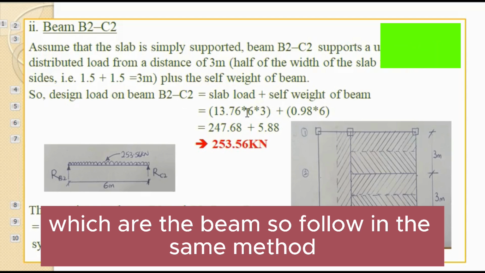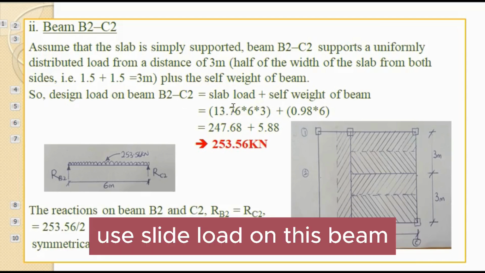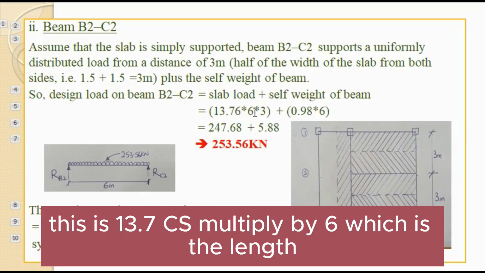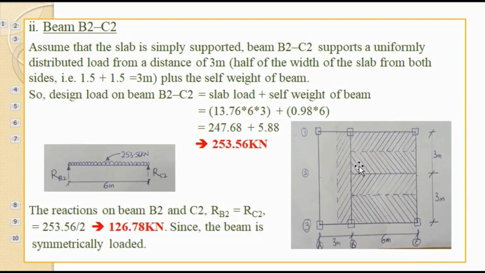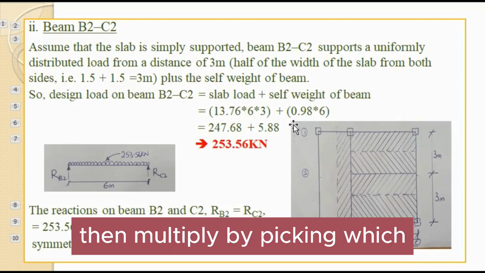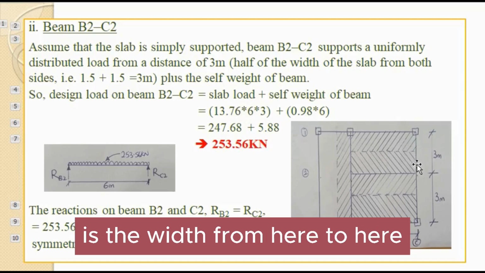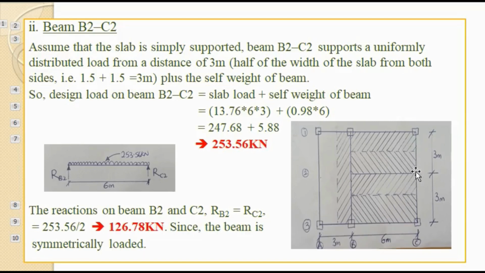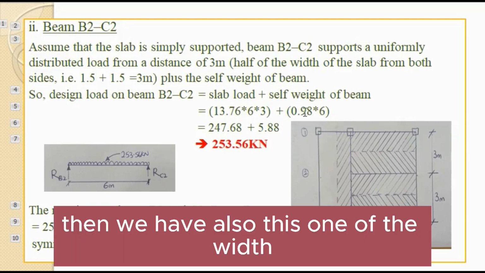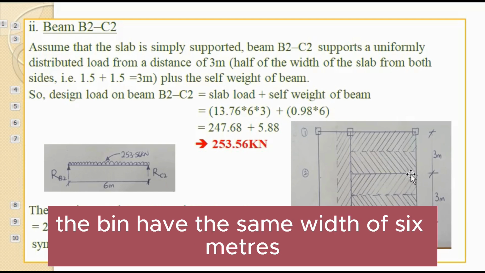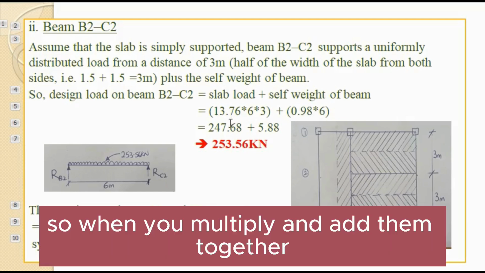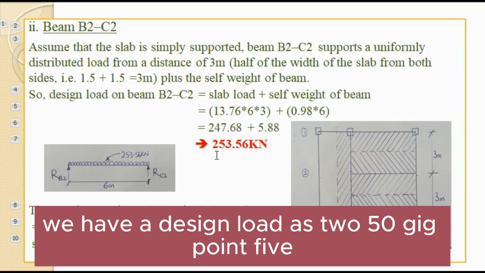So following the same method, this slab load on this beam is 13.76, multiply by 6, which is the length, then multiply by 3, which is the width from here to here, 1.5 plus 1.5, 3. Then we also have the beam, which has the same length of 6 meters. So when you multiply and add them together, we have our design load as 253.56 kilonewton.